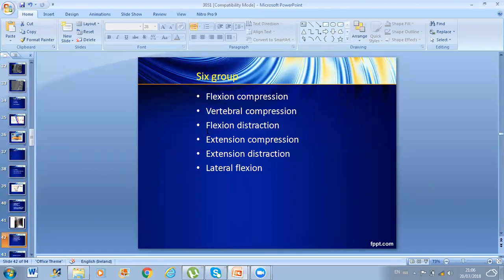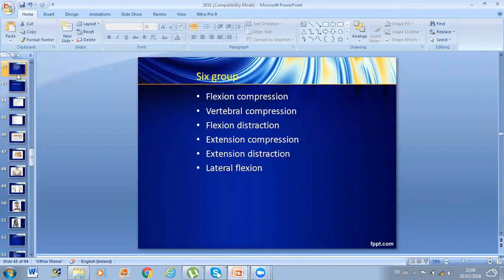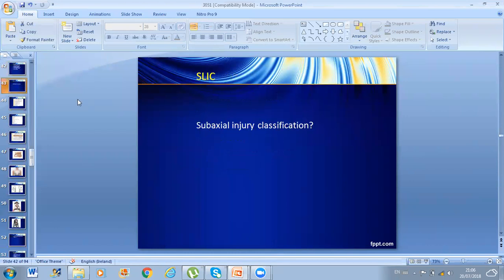Okay. So cervical spine injury was basically classified by Allen Ferguson. This is the flexion compression, vertical compression, flexion distraction, extension compression, extension distraction, lateral flexion. Probably they will not ask you. They will only ask you about the mechanism of injury alone. Otherwise, they will not ask any question regarding this.